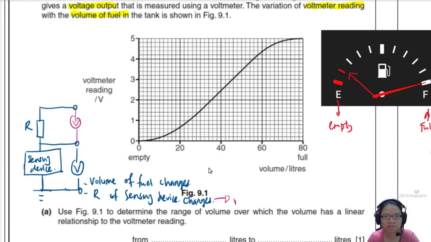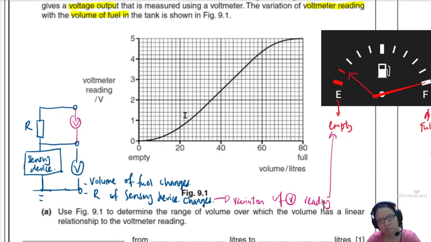of voltmeter reading. And the voltmeter reading is actually this one. This entire deflection is the voltmeter reading. Okay, so you kind of get a sigmoid curve shape. Alright, interesting. One thing to note here is that the voltmeter reading doesn't change linearly with the volume. So this means the resistance also doesn't change linearly with the volume. Okay, so that's what we can gather from this question.